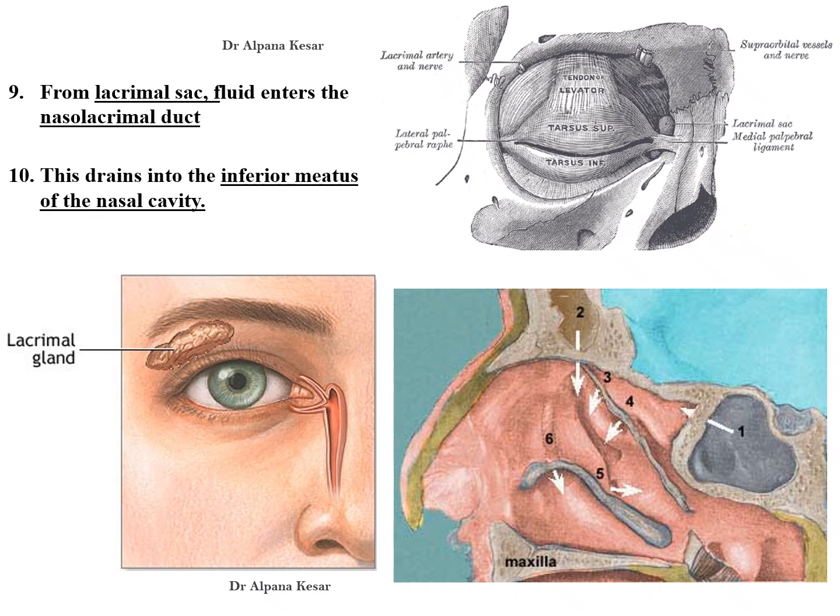From the lacrimal sac, the lacrimal fluid will travel via the nasolacrimal duct. This is the nasolacrimal duct, which opens in the inferior meatus of the nasal cavity. That is why sometimes when we are crying a lot, there is a lot of fluid running out of the nose, which is actually the tears draining from the conjunctival sac into the nasal cavity.